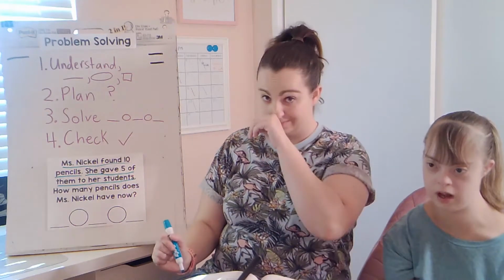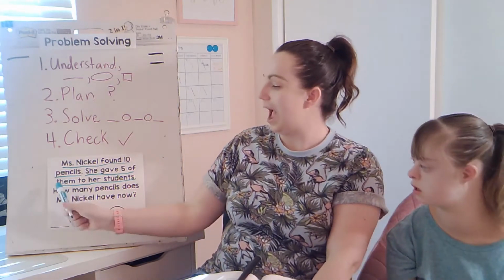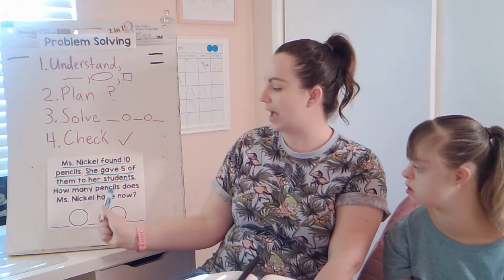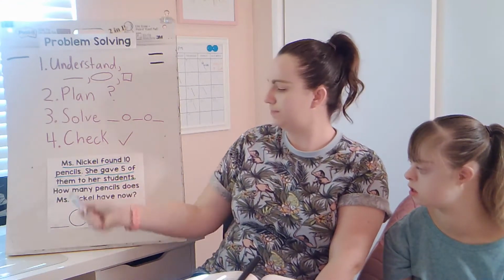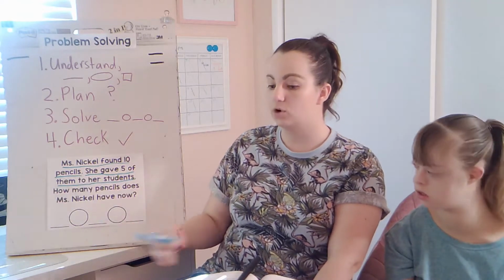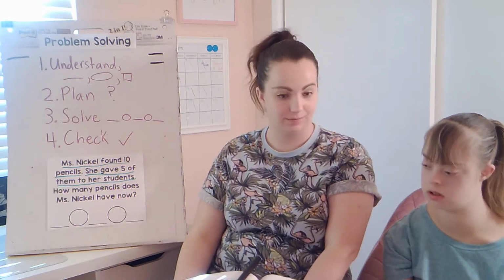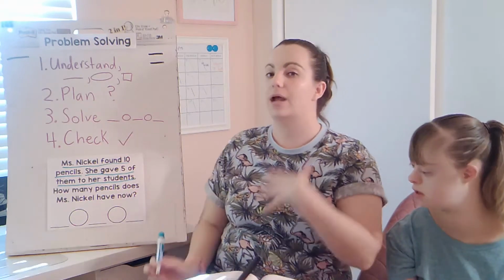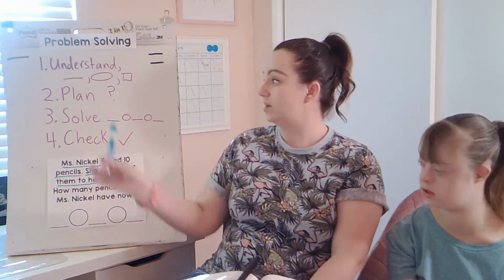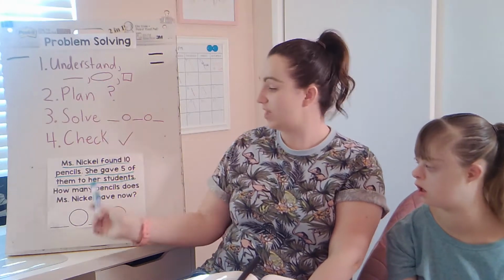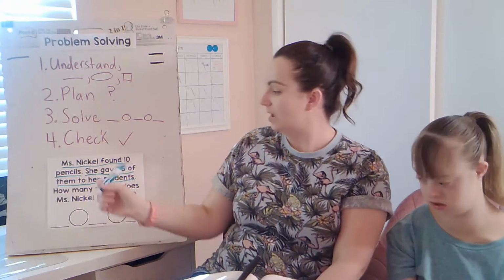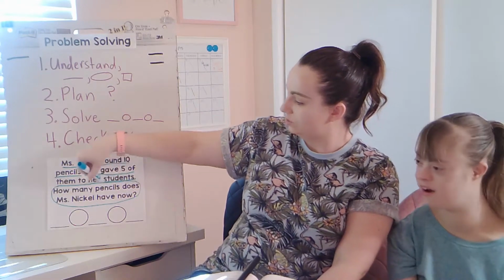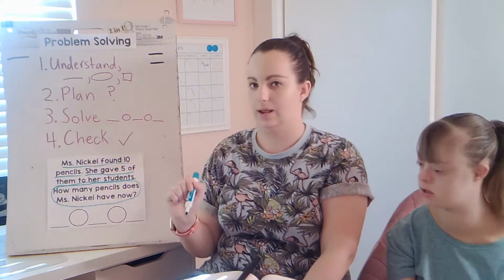Okay. Let's see about the next part. How many pencils does Miss Nickel have now? Are they telling us that, or are they asking us a question? I see a question mark, so that means they're asking us a question. That means we need to circle it. That's what we need to find. How many pencils Miss Nickel has now? So I circle it. Okay?